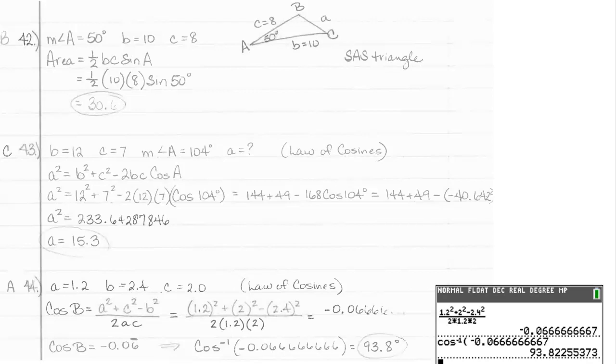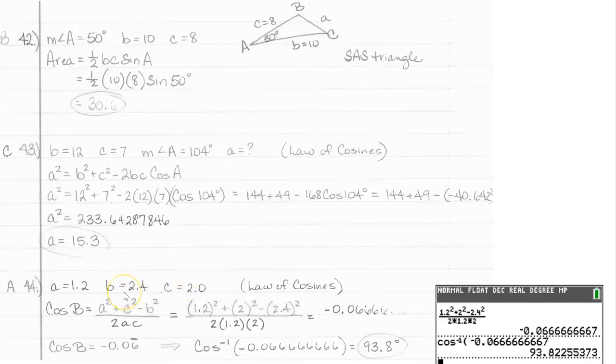All right, then 44 says for the triangle ABC, not a right triangle, let side A be 1.2, side B be 2.4, and side C be 2.0. So that's a side side side triangle. Again, I don't have a pair of anything, so I can't use law of sines. I'm going to have to use law of cosines. And it asks you to find the measure of the largest angle. So the way you know which one is the largest is it's going to be opposite the longest side.